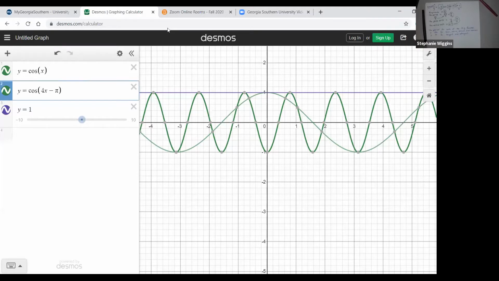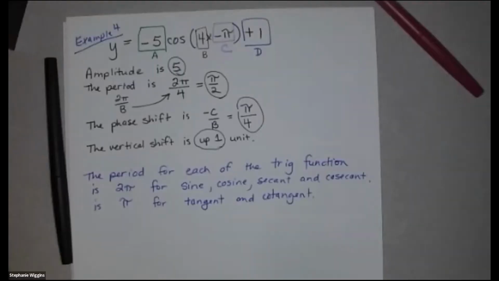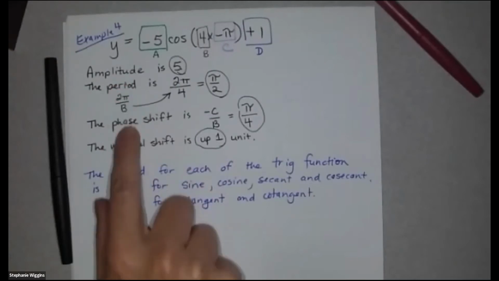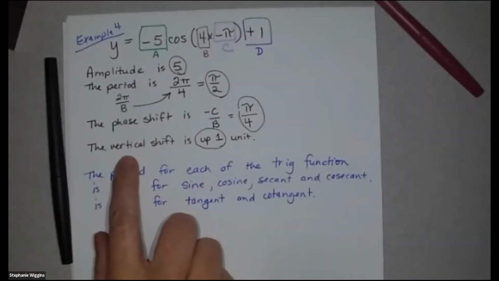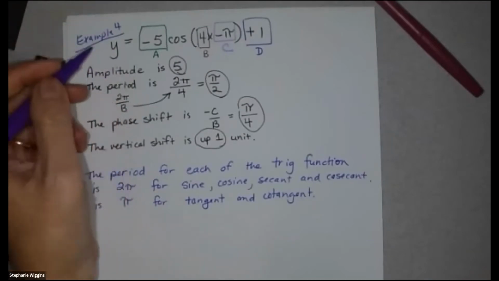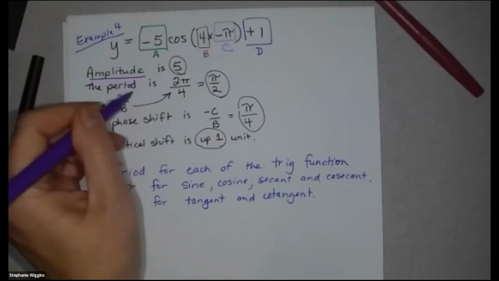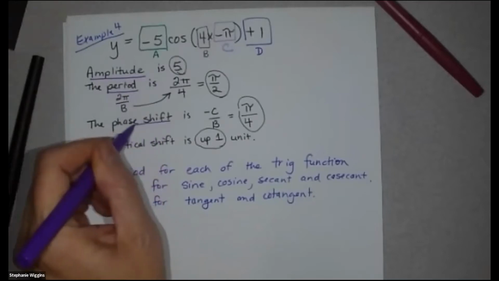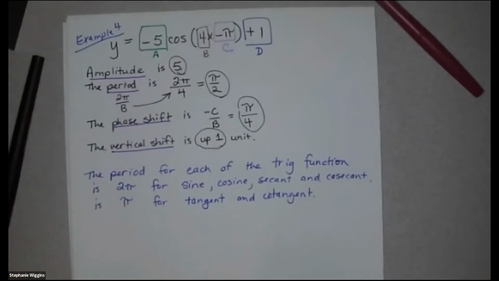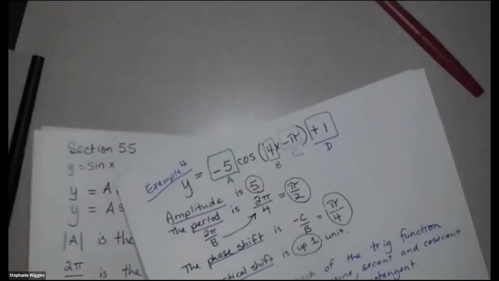But for the purpose of the test, what I want you to focus on is knowing how to find the amplitude, the period, the phase shift, and the vertical shift. Those are the things that you should know for the midterm exam. Amplitude, period, phase shift, vertical shift. So you want to go back to these rules here that I showed you earlier.